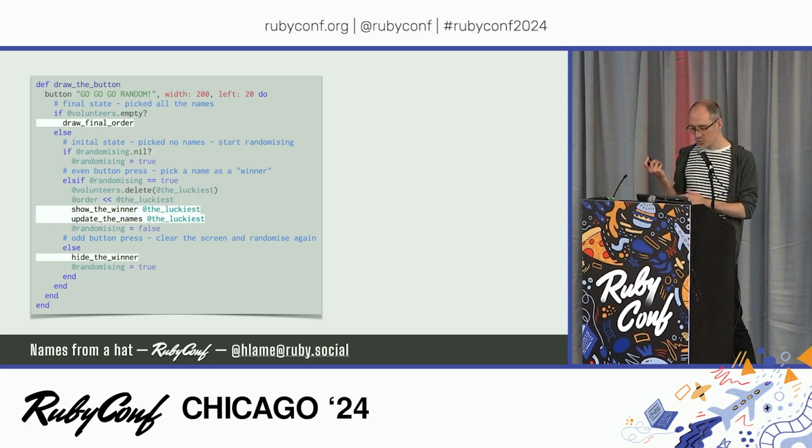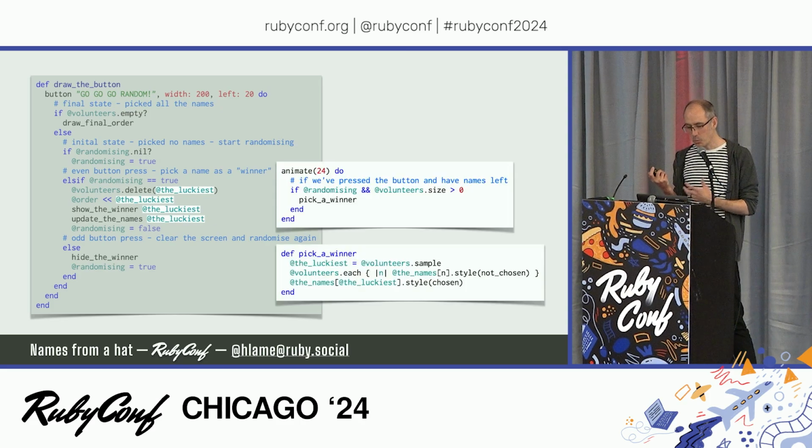some UI code, and what's most frustrating is that the luckiest variable, where has that come from? Well, it's part of the pick a winner method called in the animate loop. In this method, we have our old friend array sample to pick a name from the list of volunteers, and that stores it in the luckiest variable. But it also updates the names to style them differently if they're the current chosen one or not.